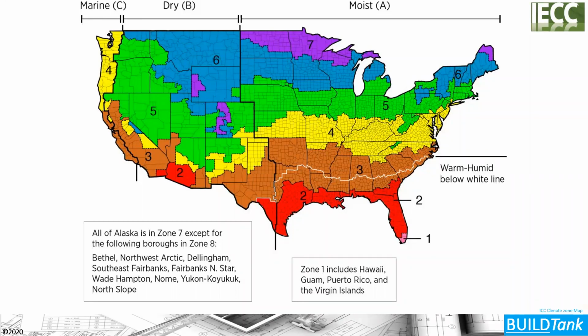The other interesting thing about the climate zone map is the moisture section. So you look at the top of the climate zone map, you have the dry B and the moist A climate zone, and that bold black line that divides the country between the moist areas and the dry areas, and then the marine climate zones there as well. And you need to be aware of that because there are different requirements in climate zone 5, for example, for the moist areas of climate zone 5 and the dry areas of climate zone 5.